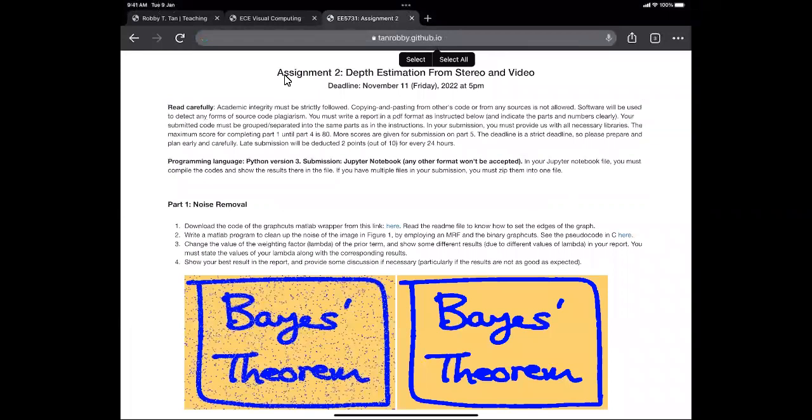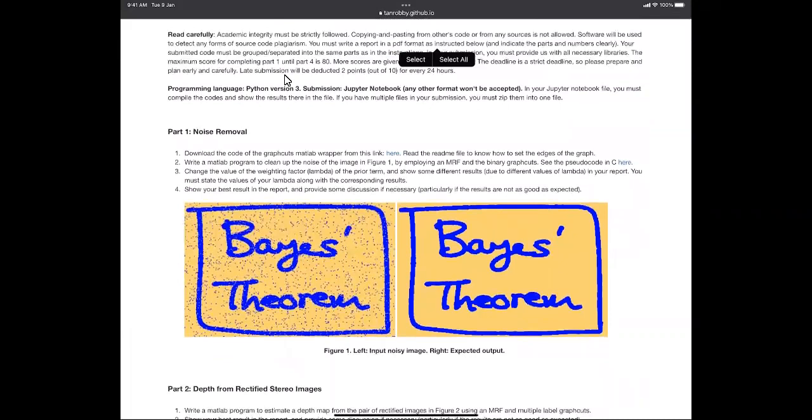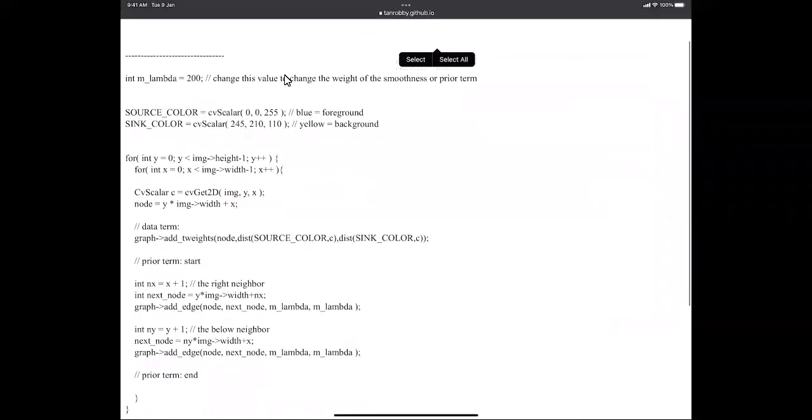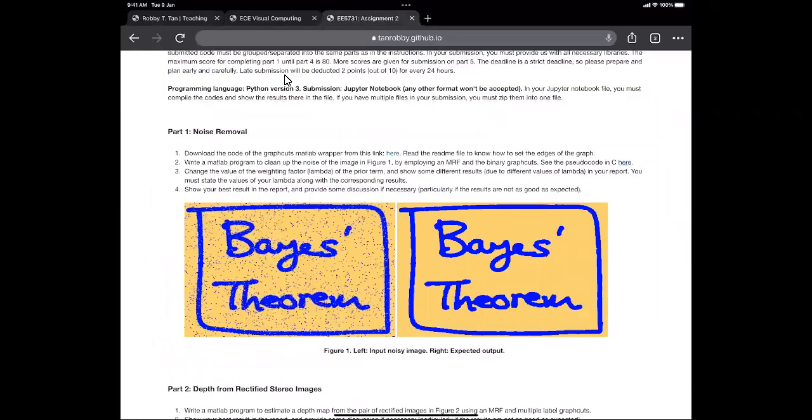Yeah, so this is CA2. The deadline is November, one month from now, exactly before the reading week. This one is noise removal, exactly like what we discussed, a binary labeling. You have a pseudocode here. The pseudocode is actually in C, but you have to write in Python. So your code will be in Python, but the pseudocode for you to follow is in C. So basically, this is the input and the output.